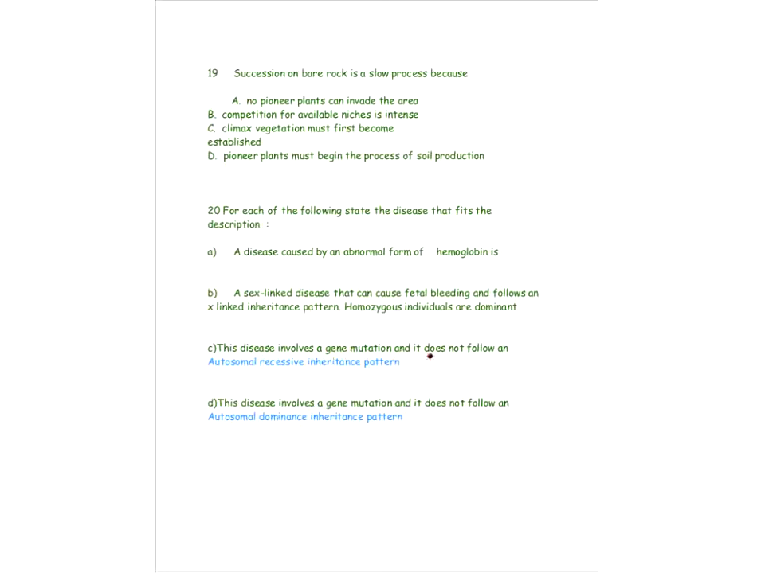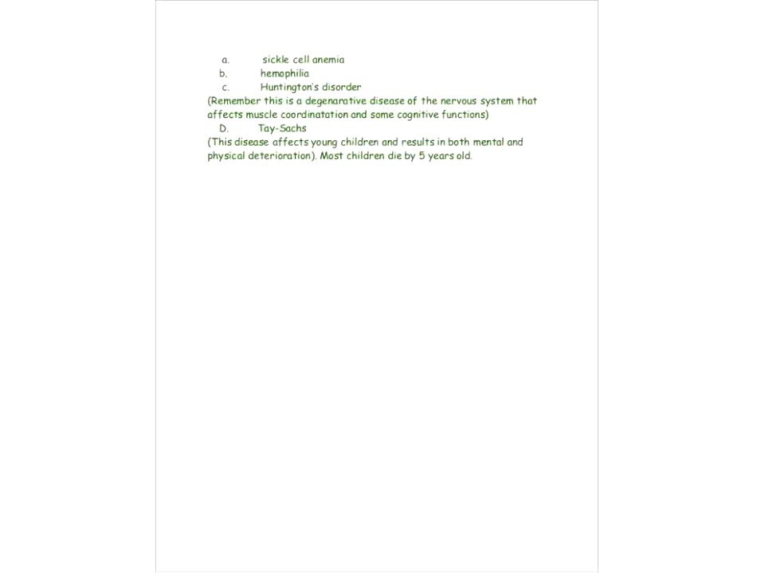So this disease involves a gene mutation and does not follow an autosomal recessive inheritance pattern. This one is Huntington's disease. And the next one is this disease follows a gene mutation and it does not follow an autosomal dominant inheritance pattern. And this one was Tay-Sachs disease. Okay, and I'll just briefly go over what Huntington's disorder and Tay-Sachs disease are about again, since we've talked about sickle cell anemia and hemophilia.